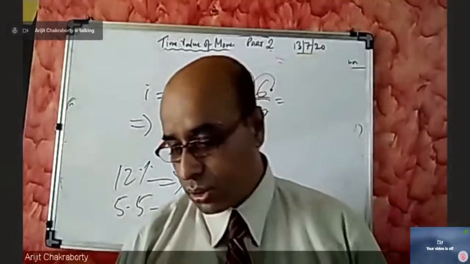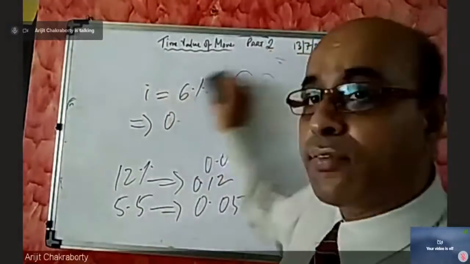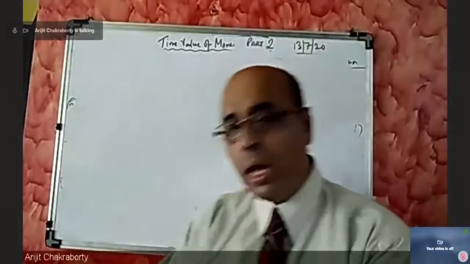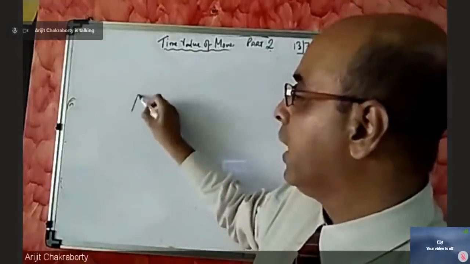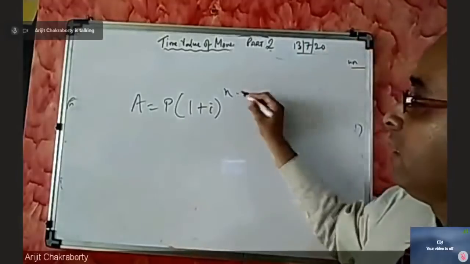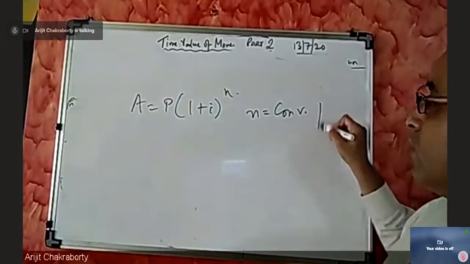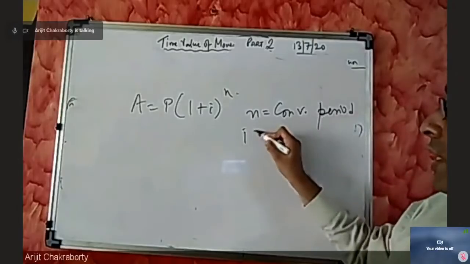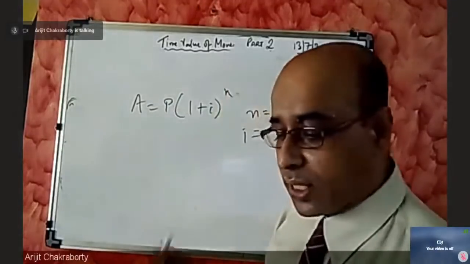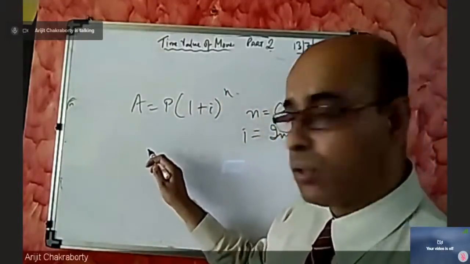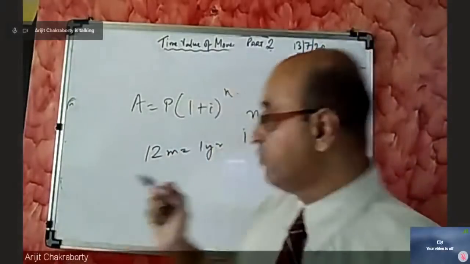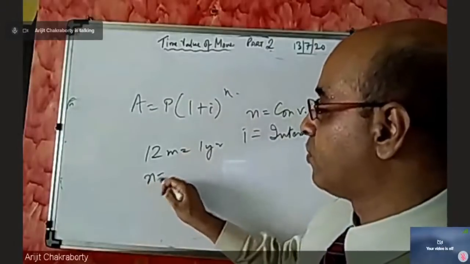Right. Also, Latika, our friend from Sydney, has asked a very important question in compounding. Now we have seen the formula: A is equal to P into (1 plus i) to the power n, where n is the conversion period and i is the interest. Now her question is, while writing the time, if we know that 12 months equal 1 year, can we write n equal to 12?